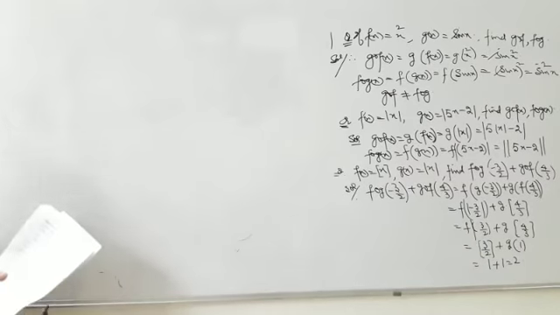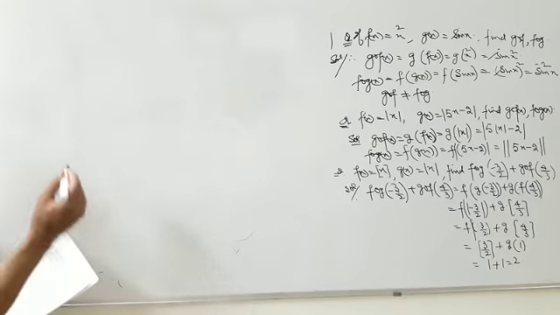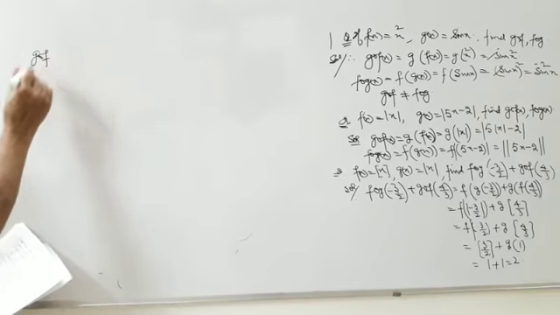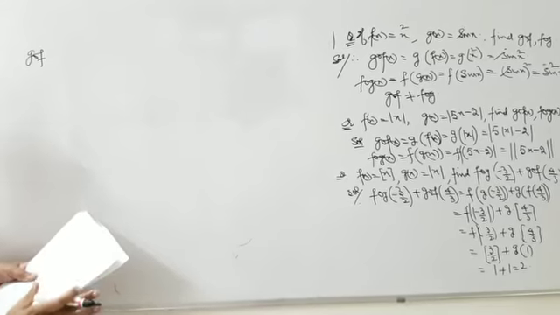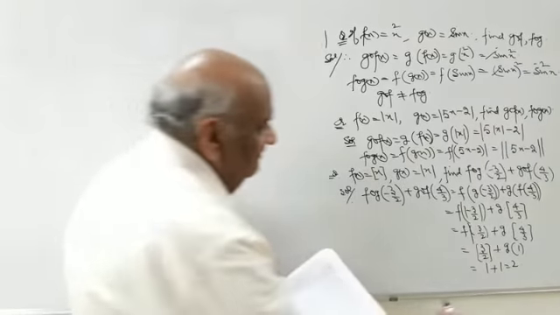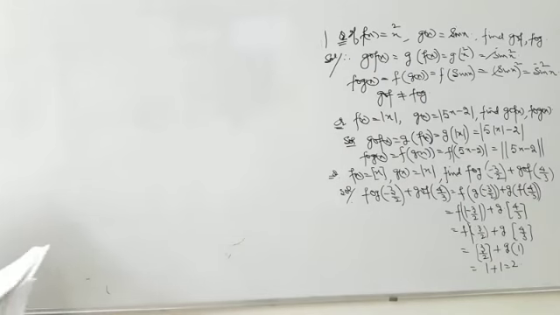Similarly, it was just f circle g, now take up g circle f. Only this much he wants, so there is no need of solving it further. The value is just equal to 2. Now take up one more question.